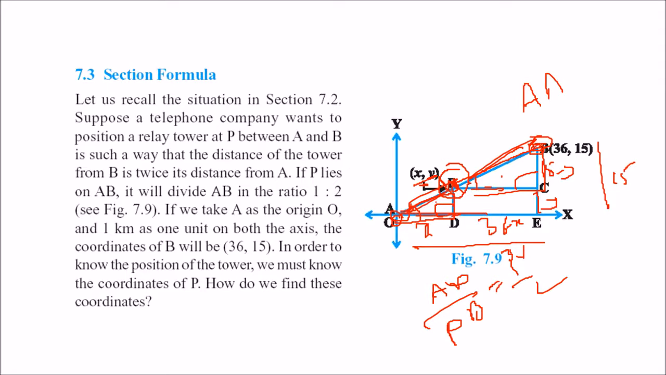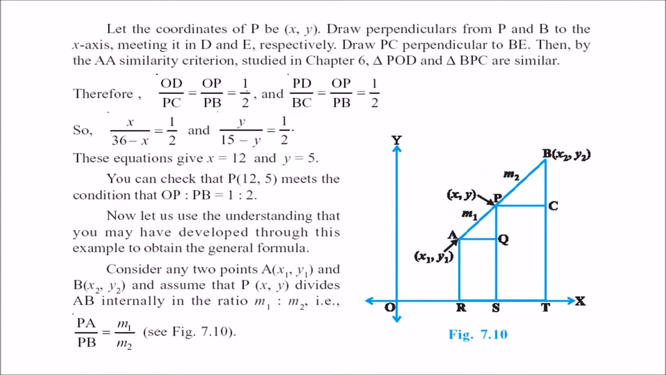So AP by PB will be equal to AD by BC, and again AP by PB will be equal to PD by BC. We have just found the distances: this is x, this is 36 minus x, this is 15 minus y, this is y. So x by 36 minus x is equal to half, because the ratio is half, and y by 15 minus y is equal to half. You solve it and you will get x equal to 12 and y equal to 5. Then you can also check that this exactly divides the line in the ratio 1:2.